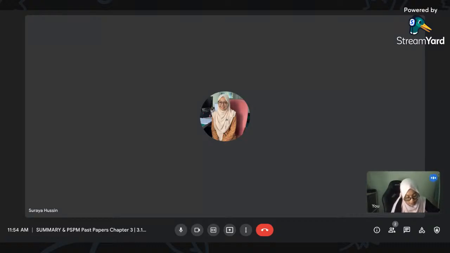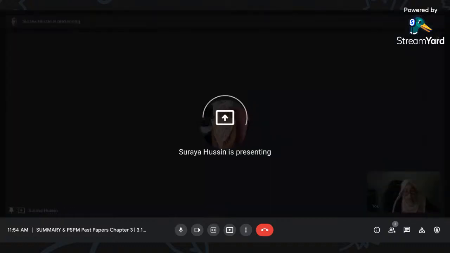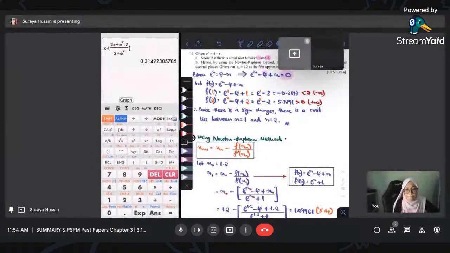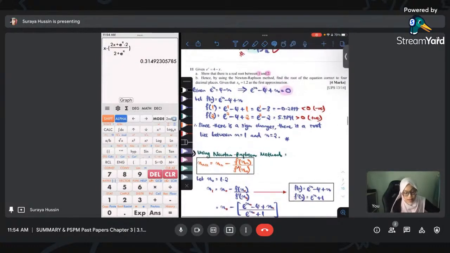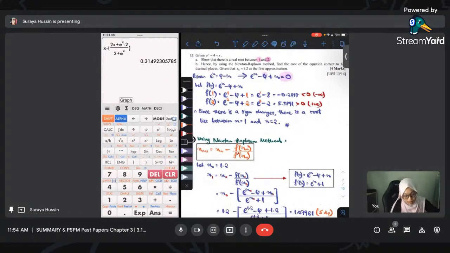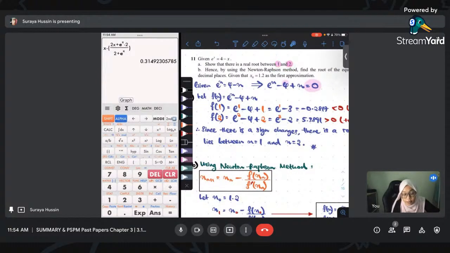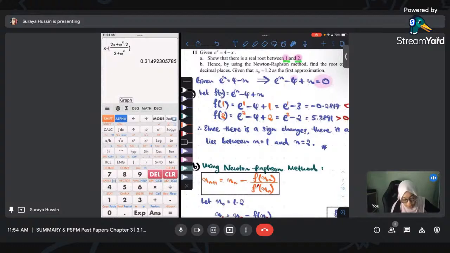You cannot see the screen, aren't you? Can you see now? Okay, so now, sorry guys. Okay, so now sub in the value of 1 and 2. Sub in the value of 1 and 2. Can you see this? 1 and 2. Dia yang minta show if there is, not if, show that there is.